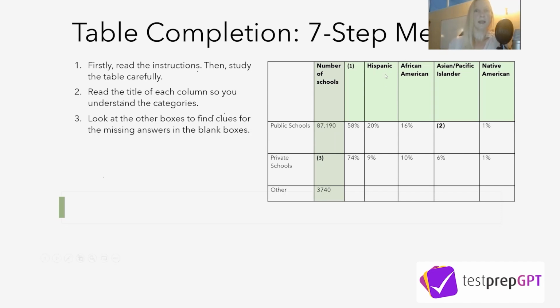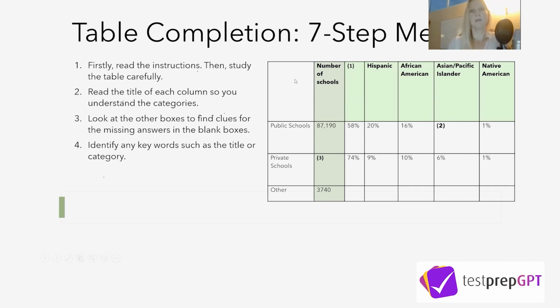We see in the light blue box that number 1 is missing. We see number 2 in the white box after public schools, something is missing. And number 3, we see in the darker blue box that something is missing after private schools. So it looks to me like ethnicity, percentage, and numbers are missing. Now identify any key words such as the title or category. For example, an ethnicity might be missing.